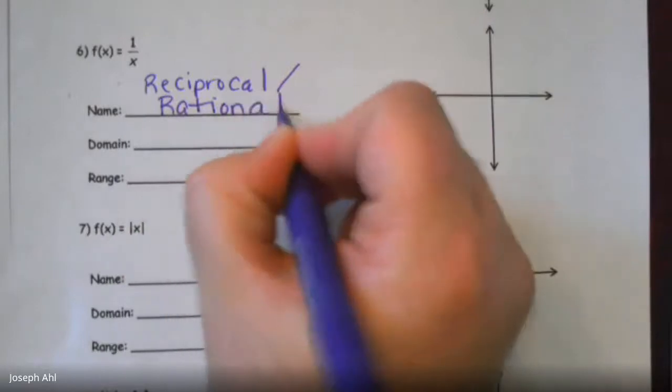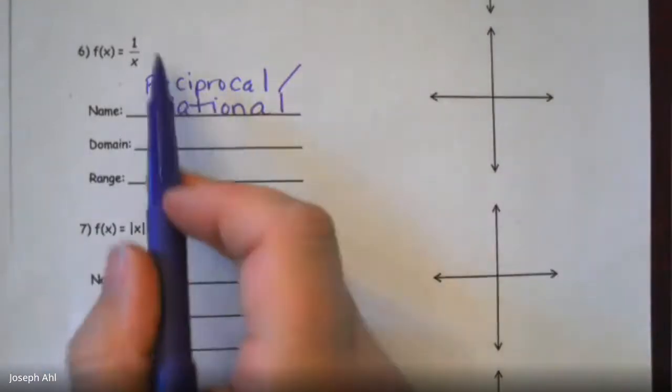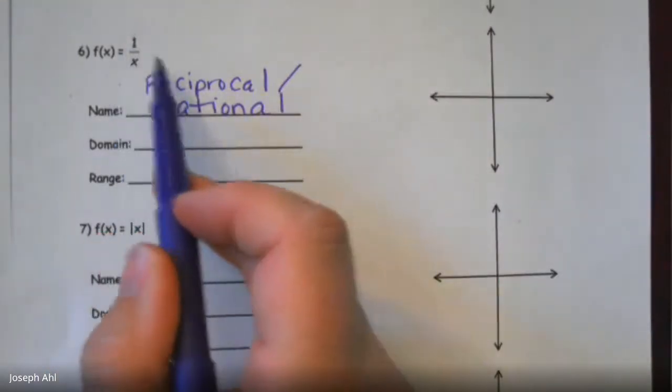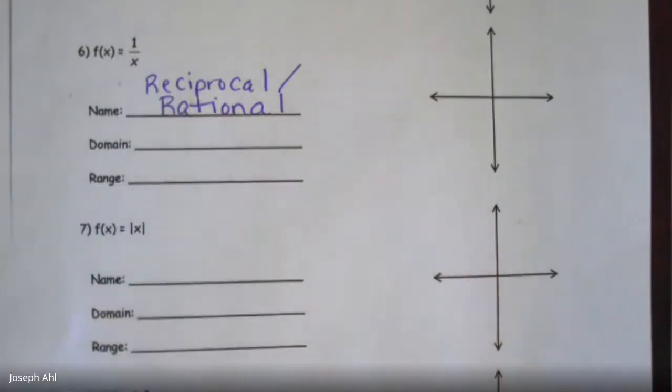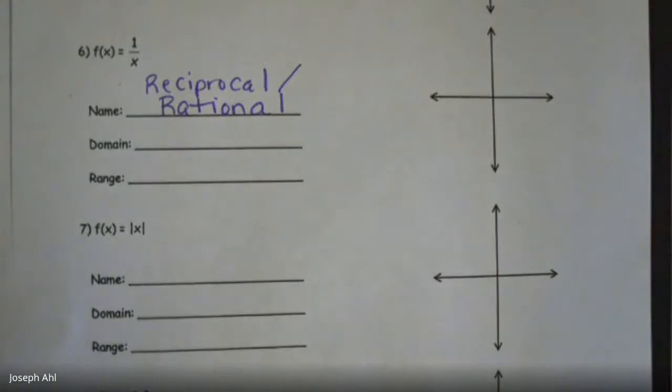rational function. Rational functions are functions that are fractions with a variable in the denominator. We'll do a whole unit of study just about those. One of my favorites. All right, what do we think about rational functions? Well, I'll show you what the graph looks like here.